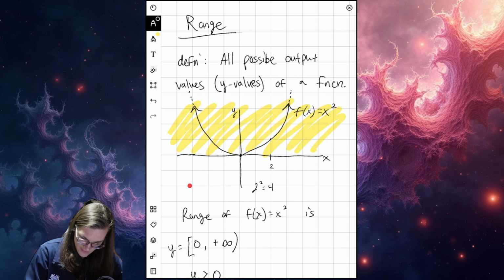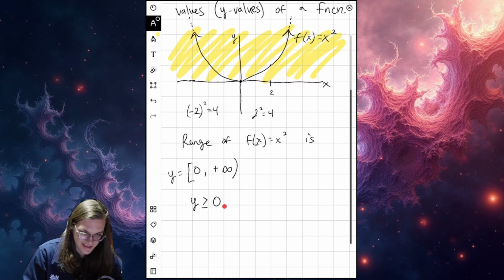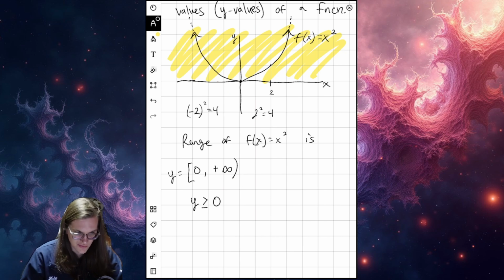And then what if you do negative 2? Well, negative 2 squared is also 4. So any number on this x-axis that you square, remember our function is x squared, is going to result in a positive number. So that's why the graph is only up here in the positive area. And that's also why there's only positive numbers in the range, or the set of possible y values of the function.